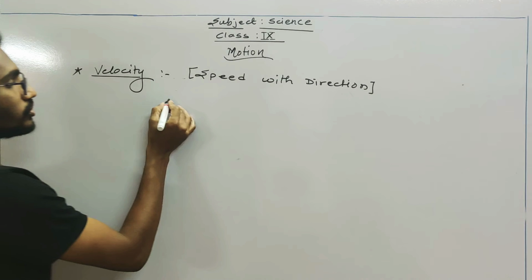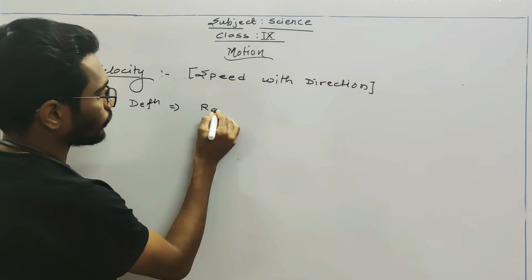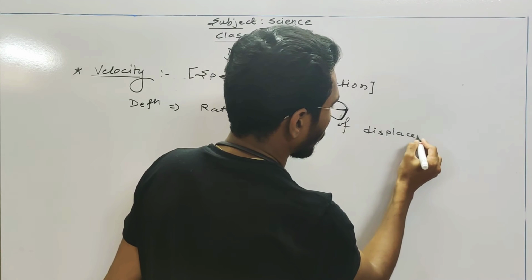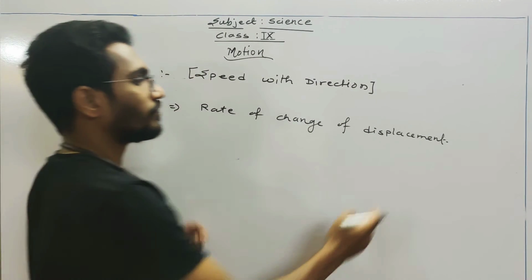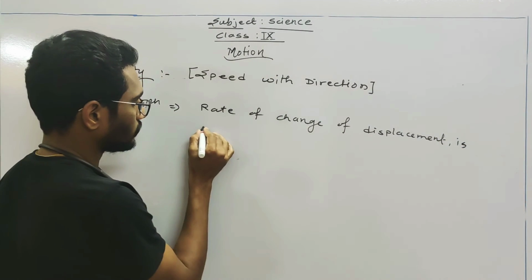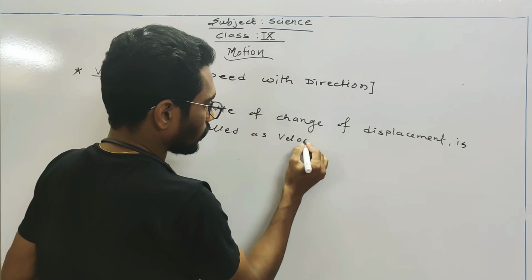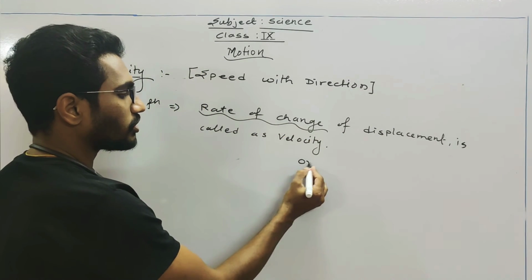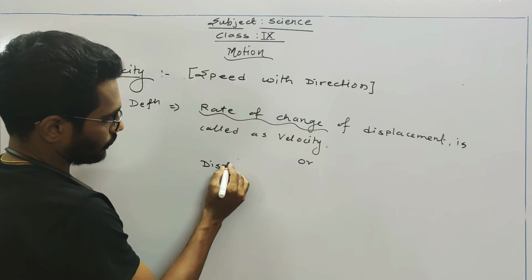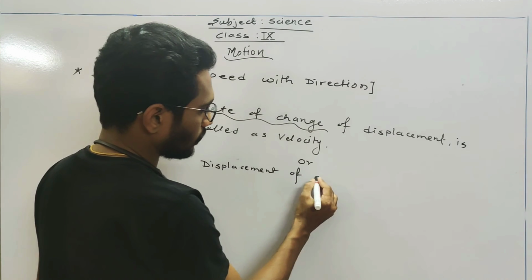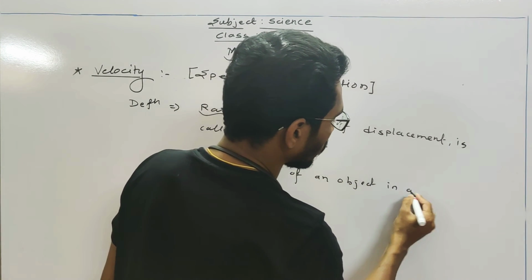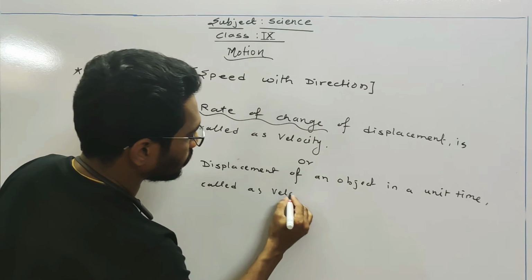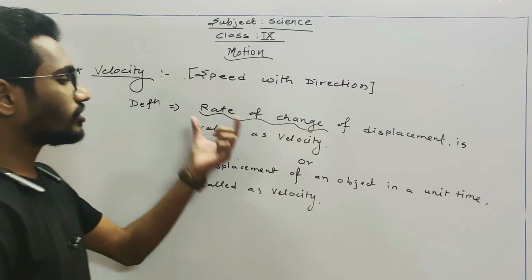So how to define this velocity? A definition says that rate of change of displacement is called velocity. This is the new term for you. Rate of change. This particular thing is also called displacement of an object in a unit time, called velocity.